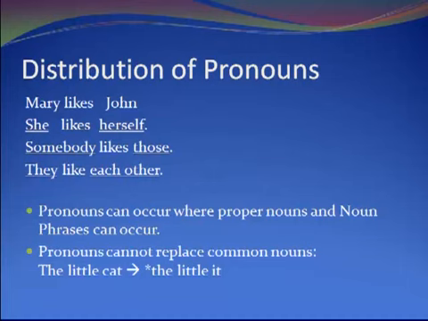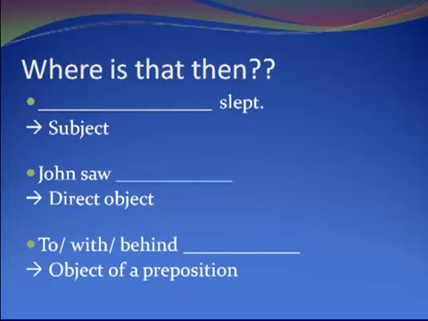Okay, I said it's places where proper nouns can occur, that's where pronouns can occur, and where are they? Well, there are 3 functions in a sentence where we find proper nouns, pronouns and noun phrases. Subject: "someone slept," "slept." Direct object: "John saw...," "John saw it." And as object of a preposition: "to it," "with me," "behind them."